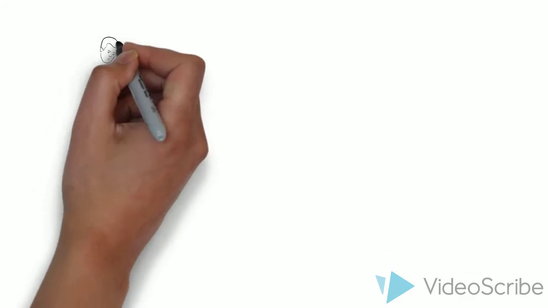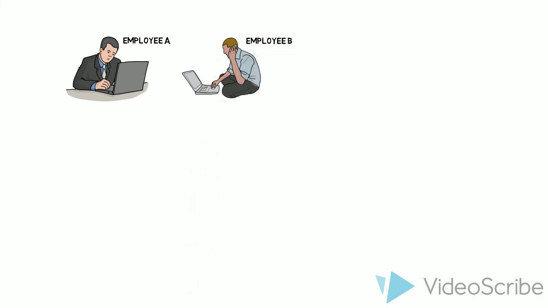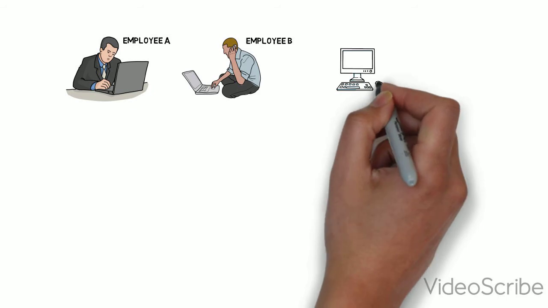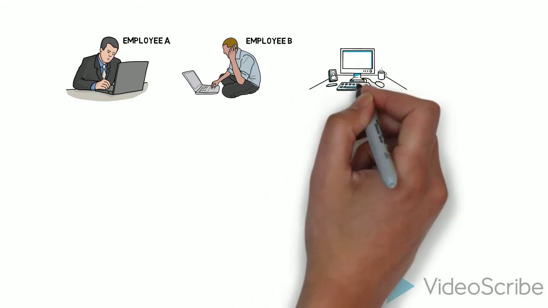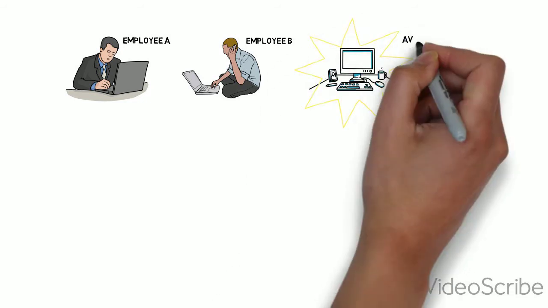So now we have an example. Let's say we have employee A, and also employee B. Besides them, we are going to have this third workstation, which is not in use right now due to the fact that the user is out on vacation. So this workstation is available for anybody to use.